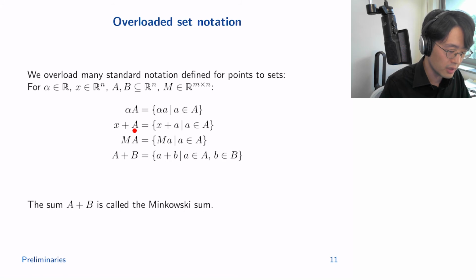x plus A: x is a vector, A is a set. We take all vectors in A, compute x plus a, and form the set with those results. The matrix M times A: we take all vectors from A, multiply by M, and form the set. And then the set A plus B: we take all vectors from A, all vectors from B, and form the set of all sums. In particular, the sum A plus B is referred to as the Minkowski sum.